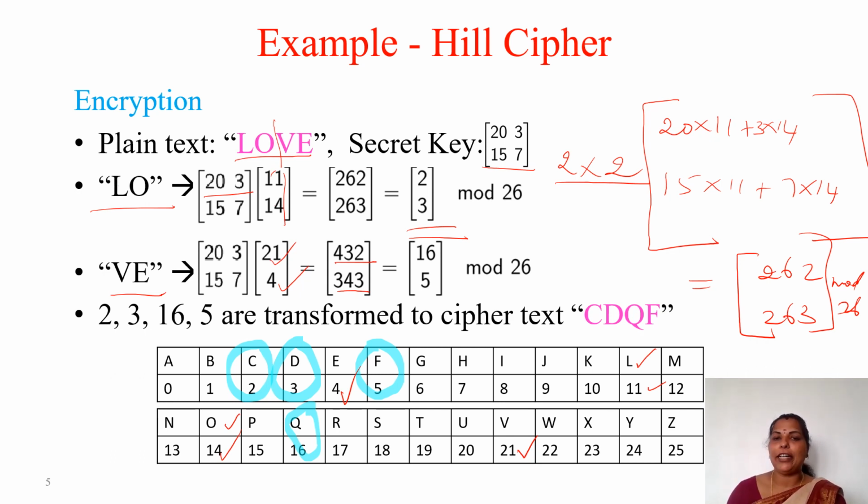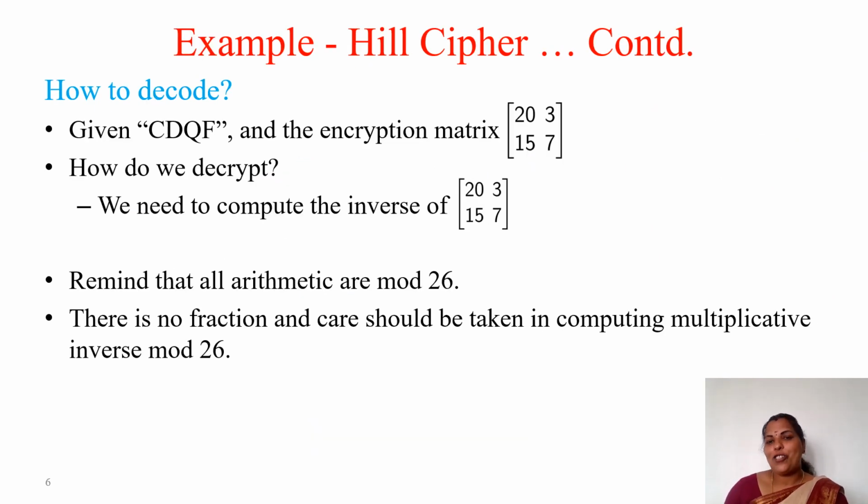So here we have 2, 3, 16 and 5. For 2 it is C, for 3 it is D, for 16 it is Q, and for 5 it is F. So the ciphertext is C, D, Q, F. This way we have to perform encryption using Hill cipher. It is very simple. Then how to decode it?